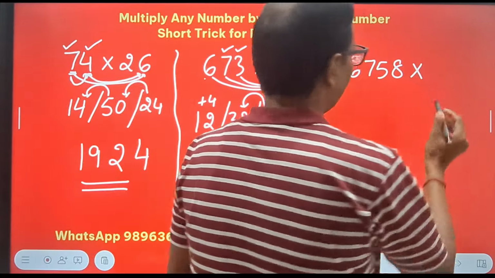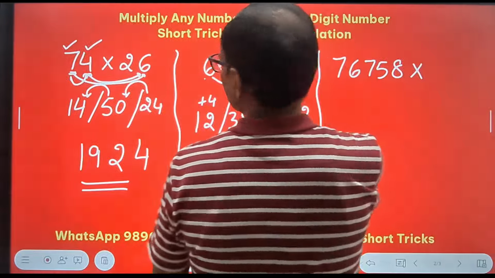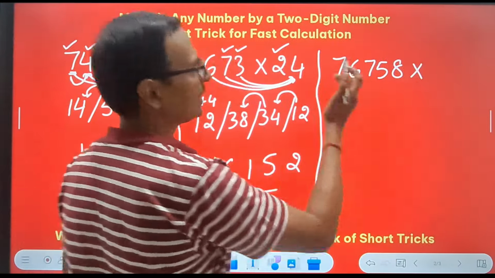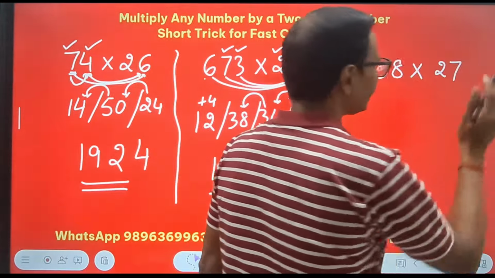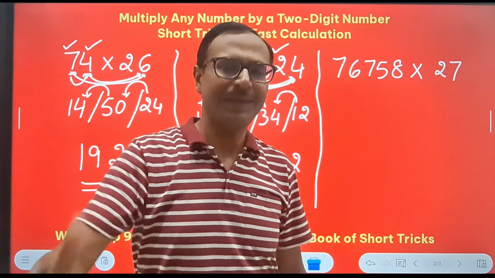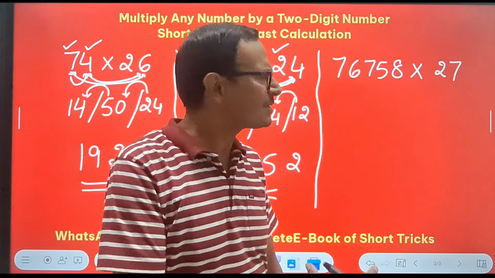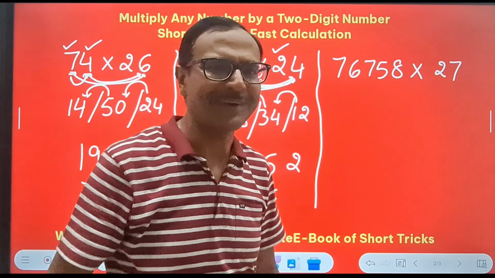76758, and I am going to test myself by multiplying this number with another 20s. So 20s, 24, 26 and 27. Let's take 27. Oh, big challenge. I keep on challenging myself, and that's how I improve. That's how you need to do. Just challenge yourself, take some big numbers, and I'm sure you are going to rock.